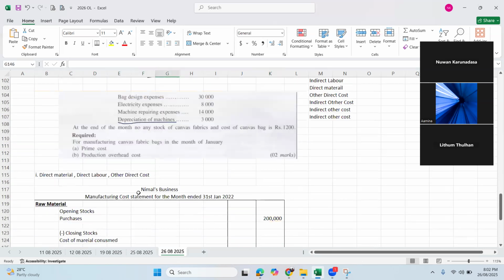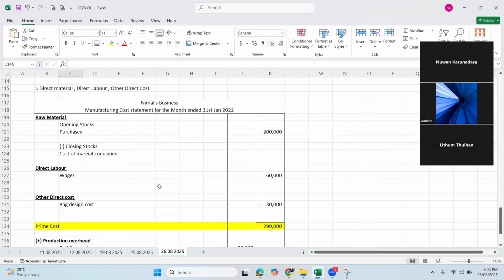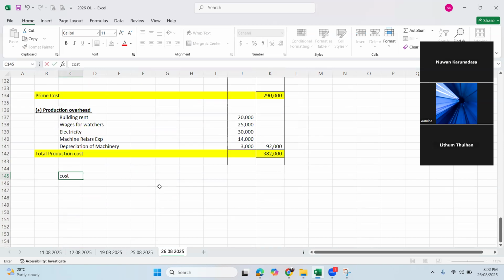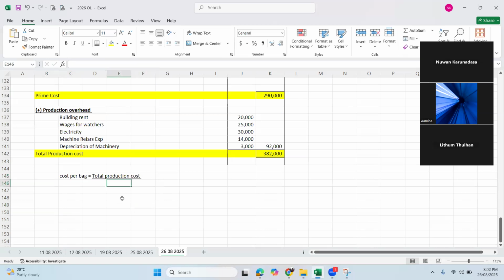Question done. If needed, we can calculate the cost per bag. Cost per bag equals total production cost divided by the number of bags produced. Here, total production cost is 382,000.